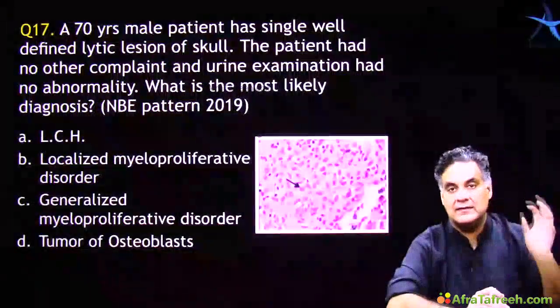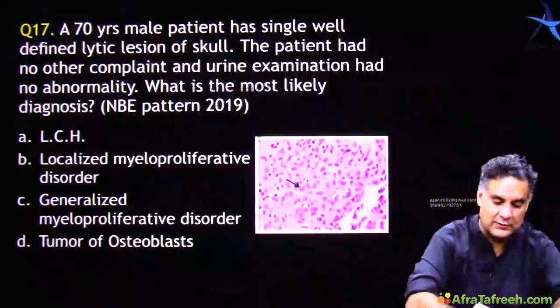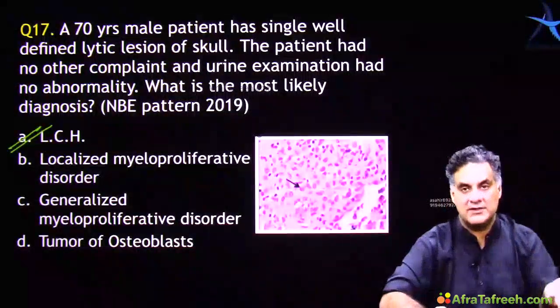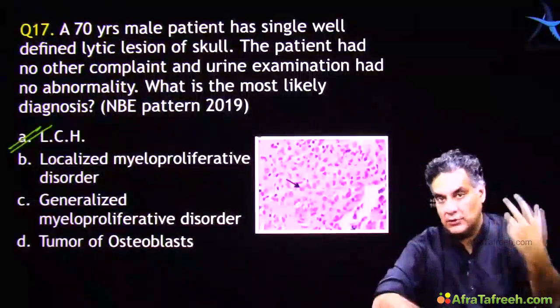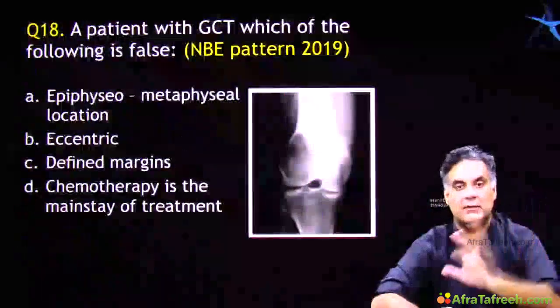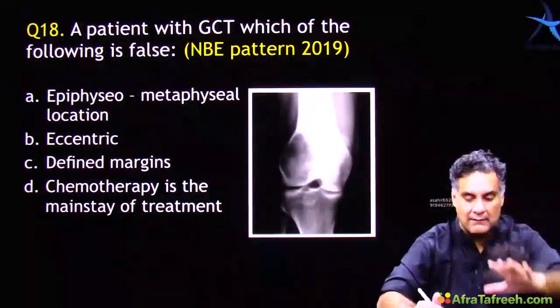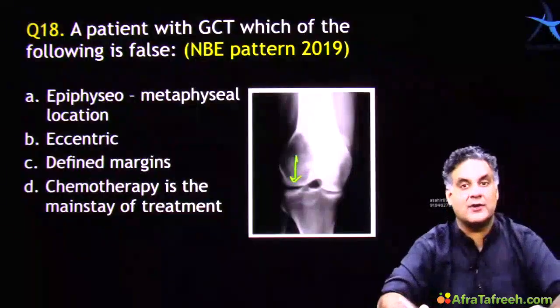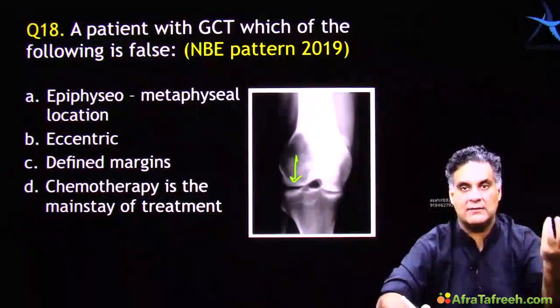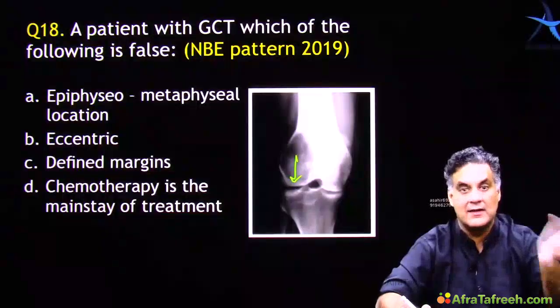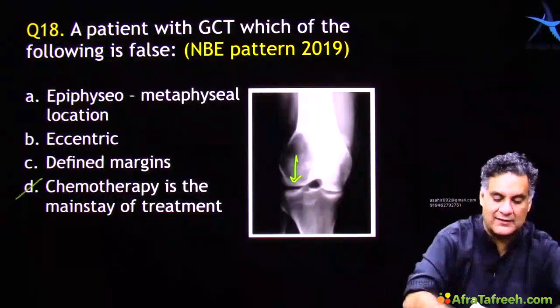And then again, this is a patient of Langerhans cell histiocytosis. They can show you an image, they can show you the theory part, but this is something very commonly asked. A patient with GCT, which of the following is false? This is a GCT, they have already mentioned, but you can see that this tumor is going right till the joint. And remember, in GCT the treatment is extended curettage or excision, but you will never use chemotherapy. So that is the answer here.